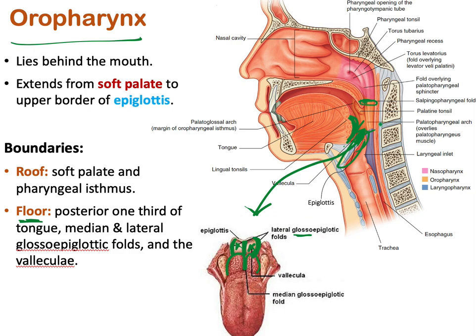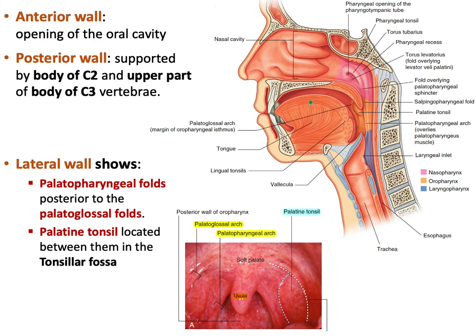So this forms the floor of the oropharynx. Now, the anterior wall of the oropharynx here, of course, is the opening to the oral cavity, or oropharyngeal isthmus, and posteriorly it's related to C2 and the upper part of C3, cervical vertebra number 3.